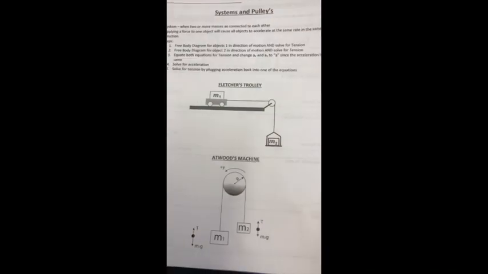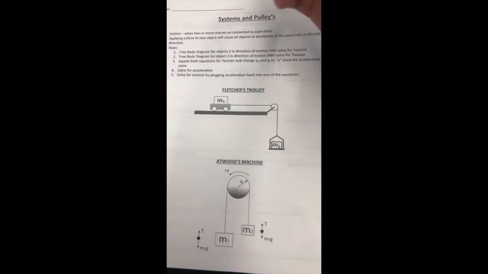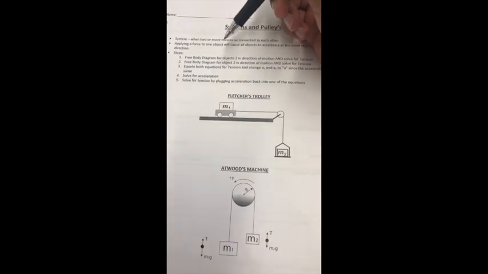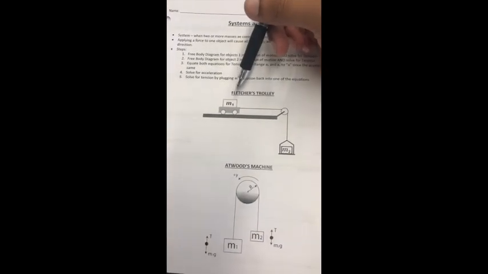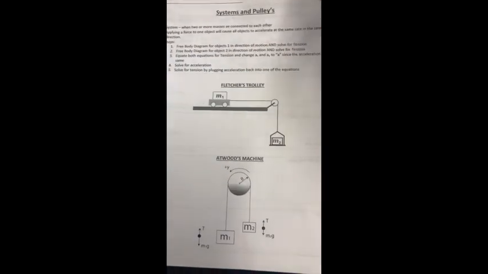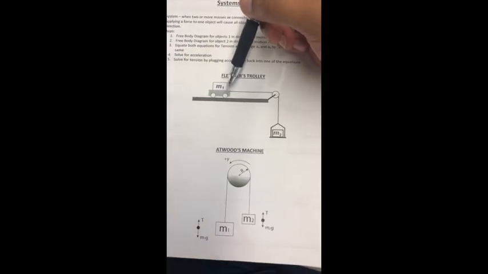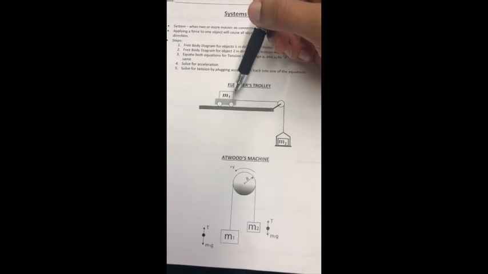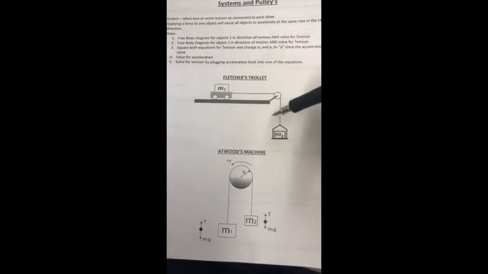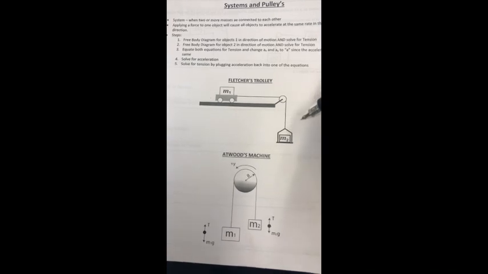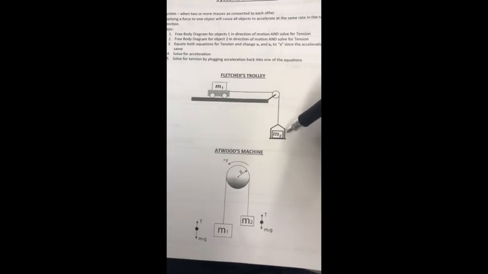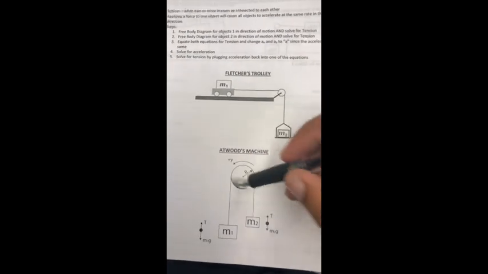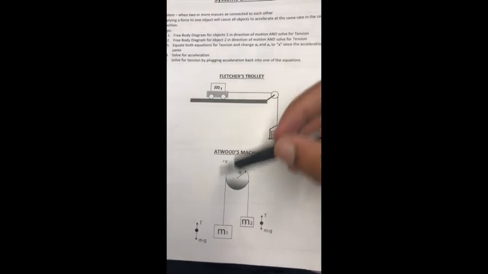And the steps to solve pulley problems are to make a free body diagram for object 1, then a free body diagram for object 2 in the direction of motion. So since this is moving in the x direction, you do your free body diagram for the x direction. Since this one's moving in the y direction, you do the free body diagram in the y direction. And likewise, since both of these are moving in the y direction, you just do the free body diagrams for the y direction.